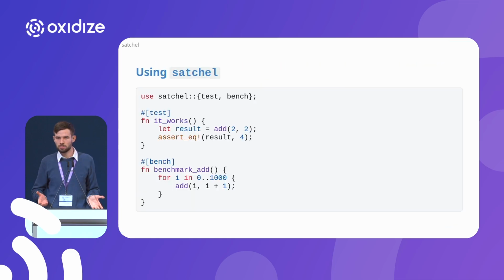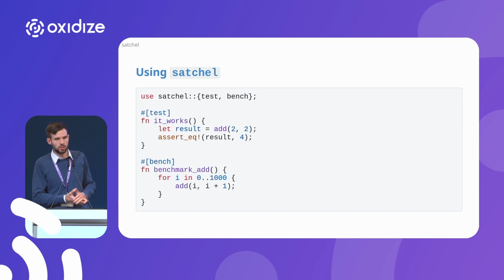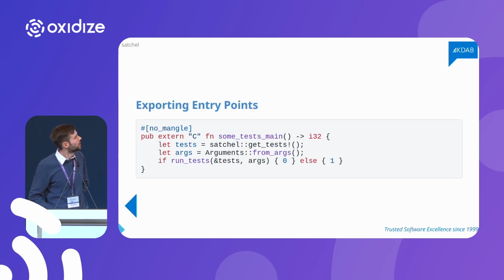So using that crate is almost as simple as it should be, which is just slap test or bench onto a function, and that's pretty much it. Just don't forget to also import these macros from Satchel, because before you got them for free. Sorry, we can't do that for you in the ecosystem yet. So it's 90% there.